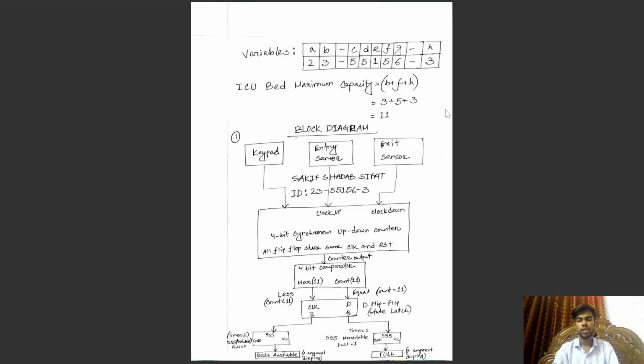To draw the block diagram we need a keypad, entry sensors and exit sensors, and all three go up to the 4-bit synchronous up-down counter. Then it moves to the counter output. Here we can see a 4-bit comparator, and then it goes through the clock, and we can see there is an astable timer and a monostable timer.